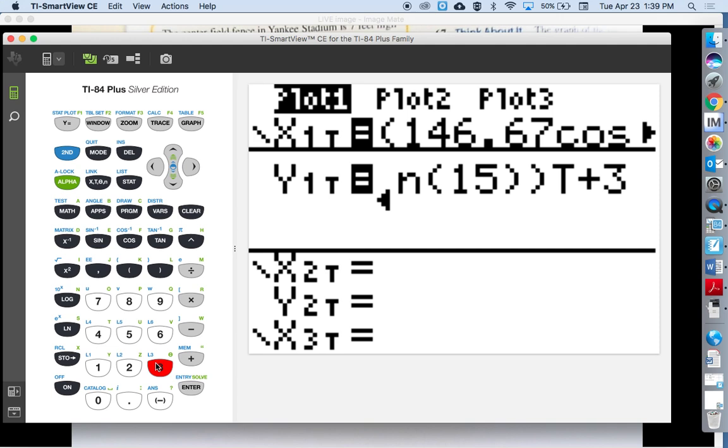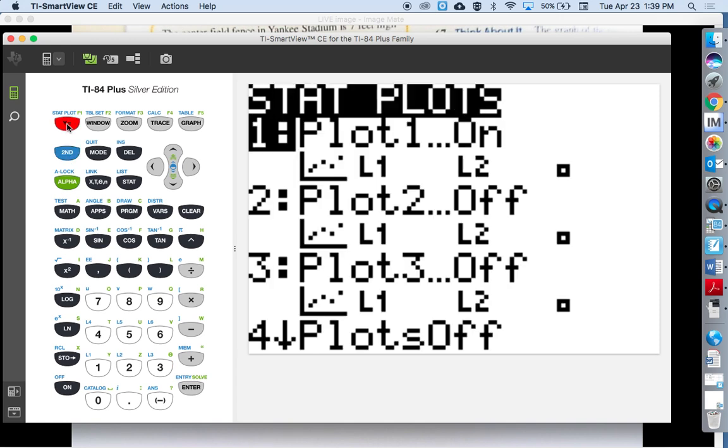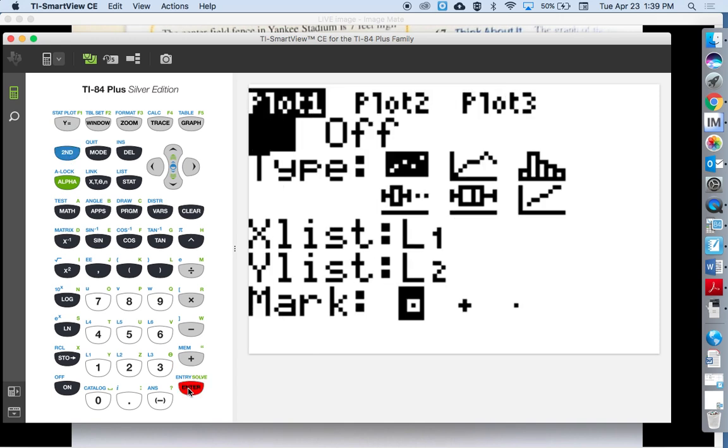All right, there's 2 more things that we have to do. We have to change the window. We also have to turn the stat plot on so that it actually graphs points in your graph. So if you hit second y equals, turn the stat plot on simply by hitting enter and making sure that the on is bold.